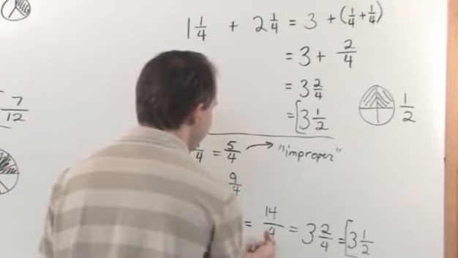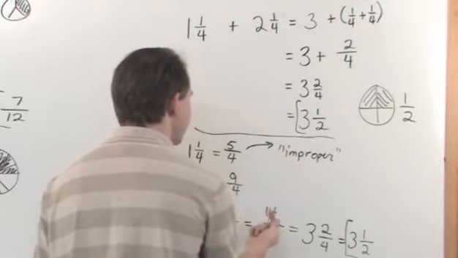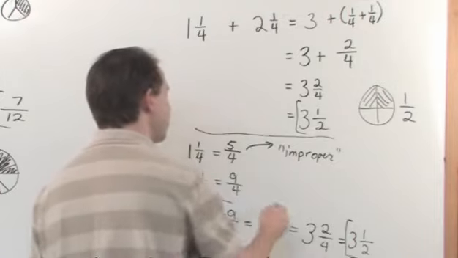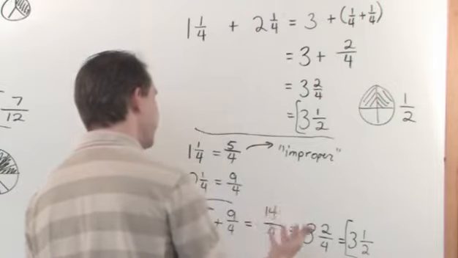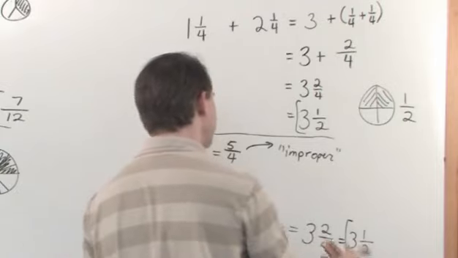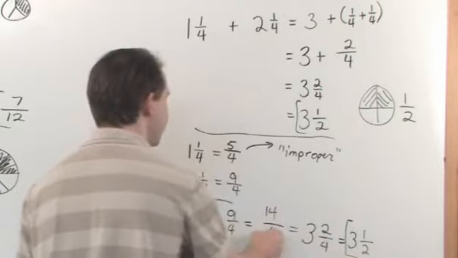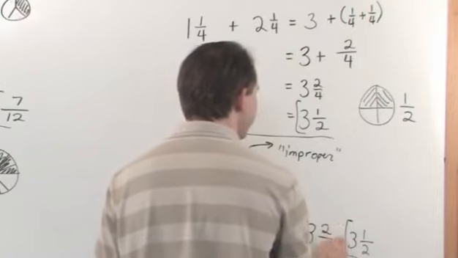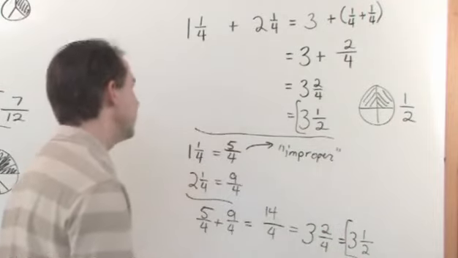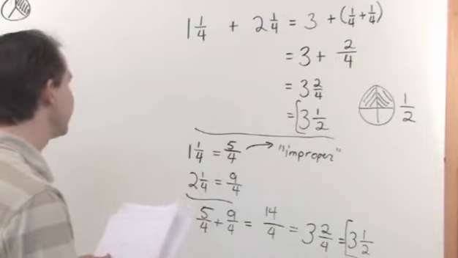So you do that by dividing. 14 divided by 4 gives you 3, with a remainder of 2, because 3 times 4 is 12. Difference between 12 and 14 is 2, 2 fourths. You got to keep that fourths here. And then you just simplify the 2 fourths into the 1/2, just like that.